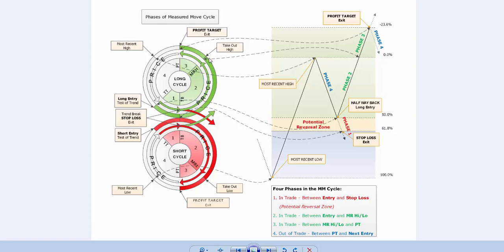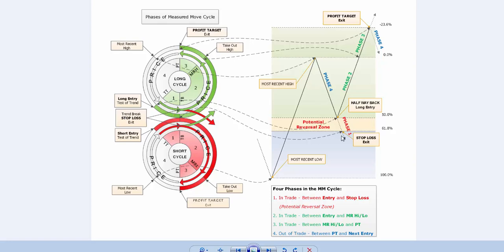It takes out its most recent high on the way to its profit target. And then, of course, we start another phase four where there's a pullback, and then there's a new entry. And it starts over again.